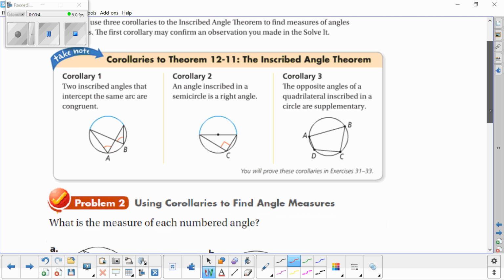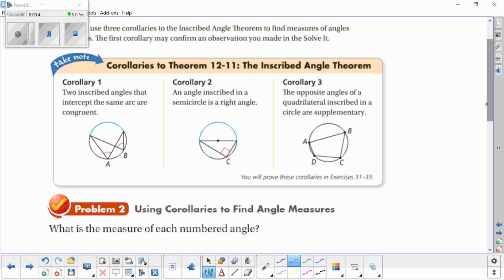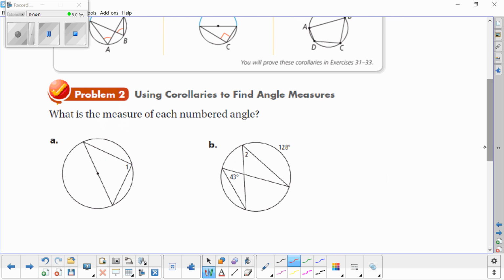So a couple corollaries to that. Two inscribed angles that intercept the same arc are congruent. We saw that in the soccer problem at the beginning. An angle inscribed in a semicircle is a right angle. We talked about that. And the opposite angles of a quadrilateral inscribed in a circle are supplementary, and we can easily prove that. All right, so now let's figure this out.